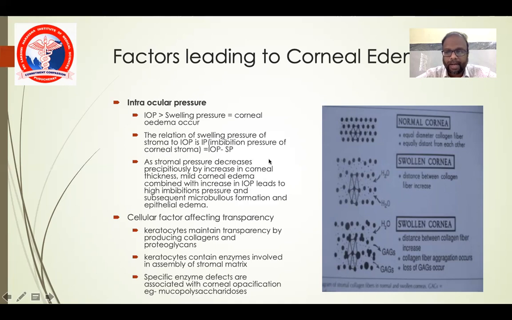Okay. Apart from intraocular pressure, there are also cellular factors which affect the transparency. That is, the keratocytes. Where are they located? They are located in between the lamellae. Okay, they also maintain the transparency by constantly producing collagens and proteoglycans. The keratocytes also contain enzymes which are involved in the assembly of the stromal matrix, and specific enzyme defects are associated with corneal opacities. Example, when there is a deficiency of polysaccharides, there occurs a corneal edema.